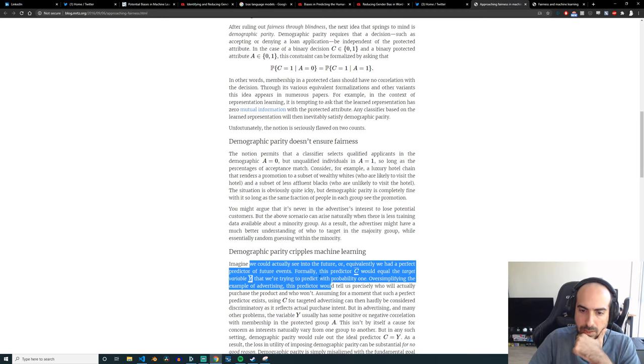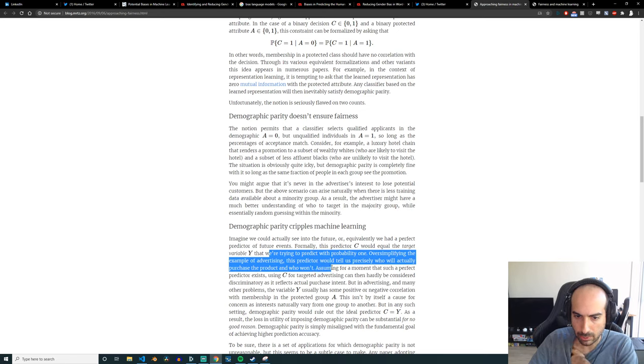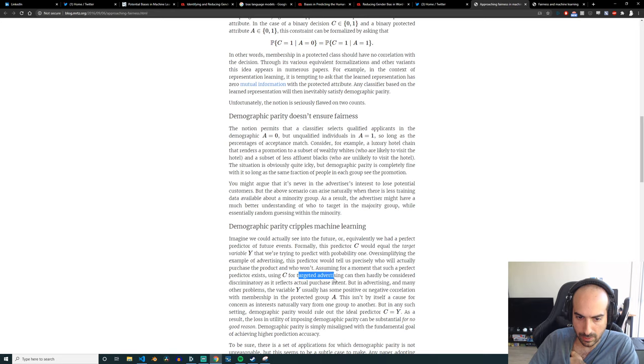So imagine we could actually see into the future, and we had a perfect predictor of future events. So the predictor would equal the target variable that you're trying to predict. Assuming for a moment that such a perfect predictor could exist, using it for targeted advertising could then hardly be considered discriminatory as it reflects actual purchase intent. The variable Y has some positive or negative correlation with membership. This isn't by itself a cause for concern, but enforcing demographic parity would rule out the ideal predictor as a result. The loss in utility.